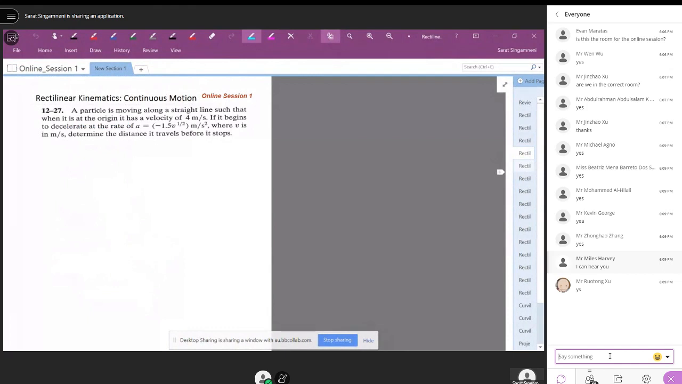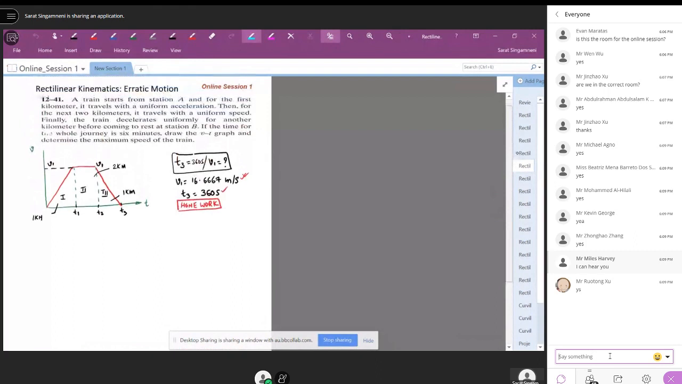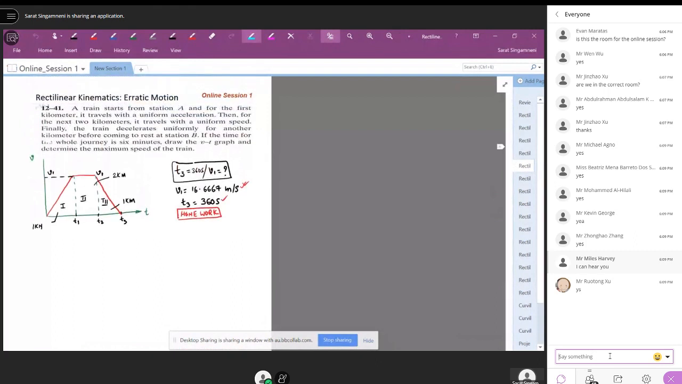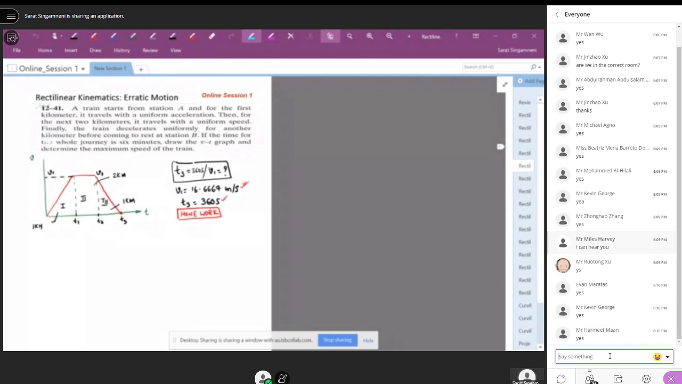So this problem is the same. And then I gave this problem, I did not solve. So is anybody interested or requiring me to solve this problem? Only one? Okay, then I will solve this. Just wait. I'll solve this.